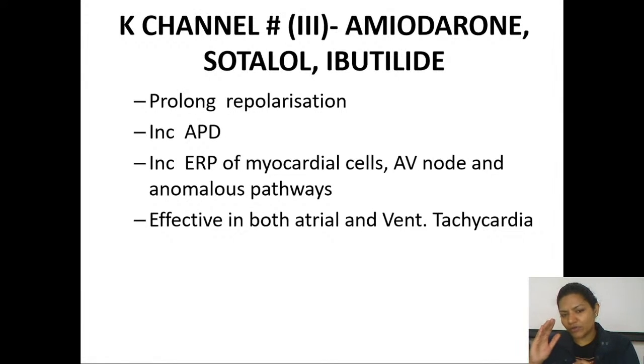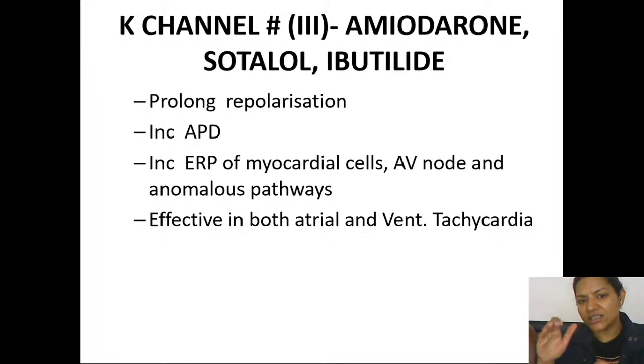So, if you have a look at the graph that we discussed in the previous lecture, you can see the slope of phase 3. Basically this phase 3 will be prolonged and extended. Now as a result, action potential duration will be increased. The refractory period of the myocardial cells, AV nodal cells, and apart from this anomalous pathways as well, will be increased.